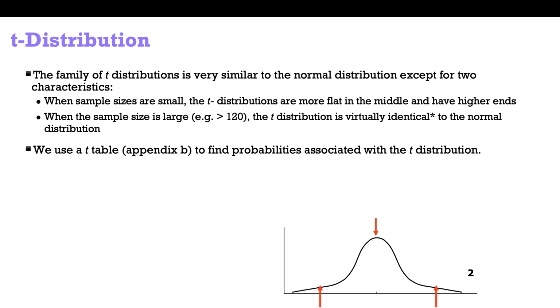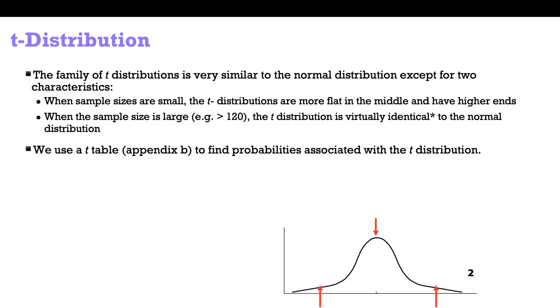So a t-distribution is very similar to what you're used to with the normal distribution or the z-distribution. There's two differences that are key though between the t-distribution and the z-distribution. First is that when a sample size is small, say you have less than 25 people in your sample, t-distributions are more flat in the middle, so the top of the curve is going to go down, and they have higher ends, so the tails will actually come farther off of the X line, okay? So essentially they're going to look more platykurtic than a normal distribution.